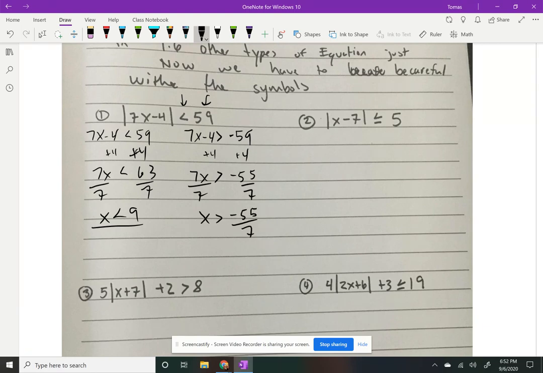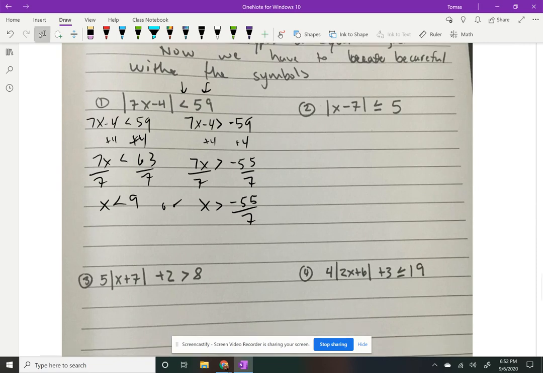And there you have it. Okay. We have one of those, x is less than 9 or x is greater than negative 55 over 7, right? And we could graph it. However, I'm not going to ask you to graph that right here on the notes.